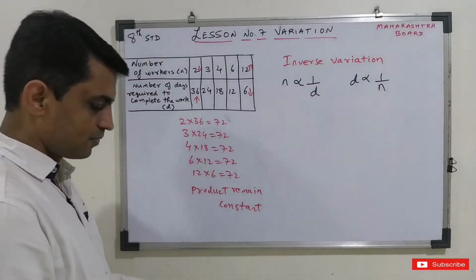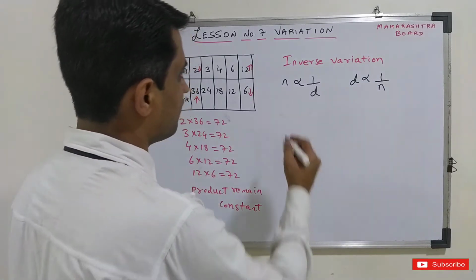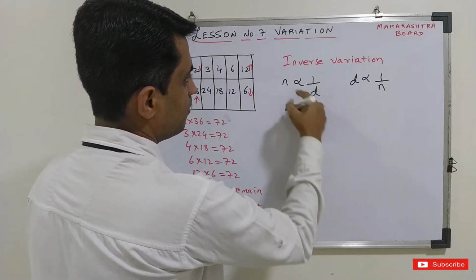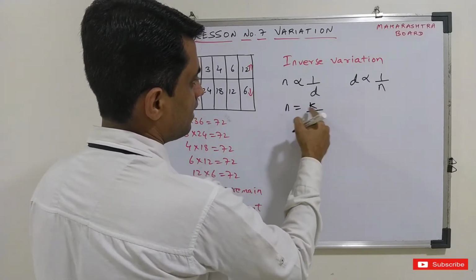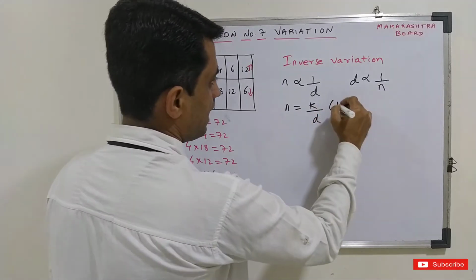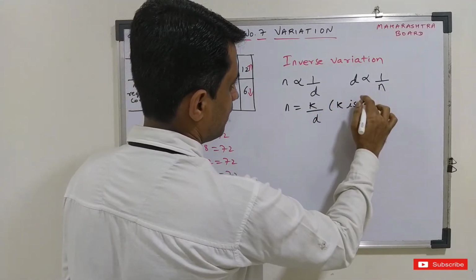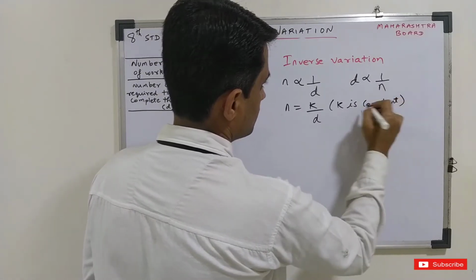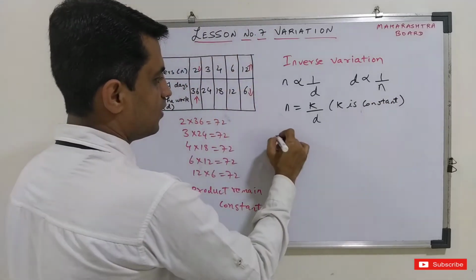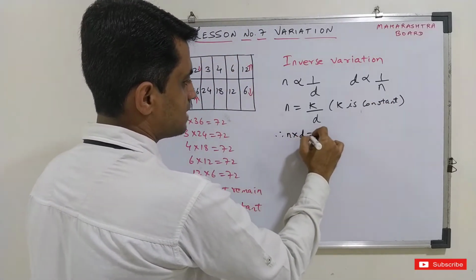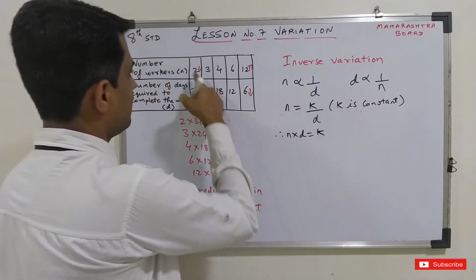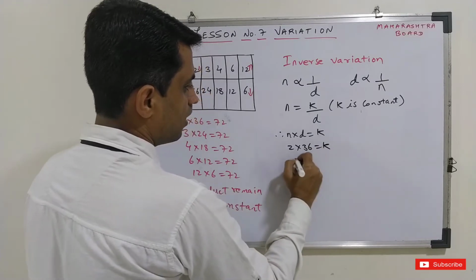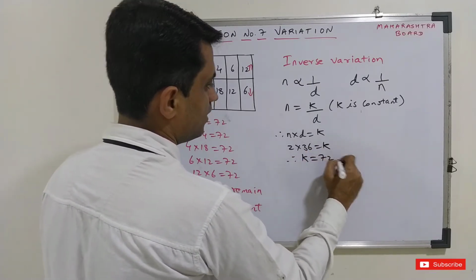Okay. Now let us represent it in mathematical form. If you represent it in mathematical form, this will become n is equal to, when you remove this sign, you write k upon d. And here k is constant. Now if you do n into d, what is n into d? It is k. Now what is our n? 2 into 36 is equal to k. So what will we get? k is equal to 72.